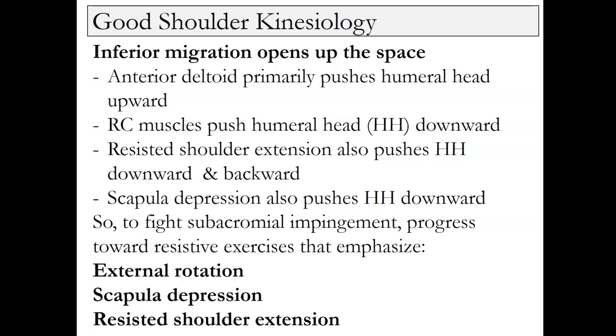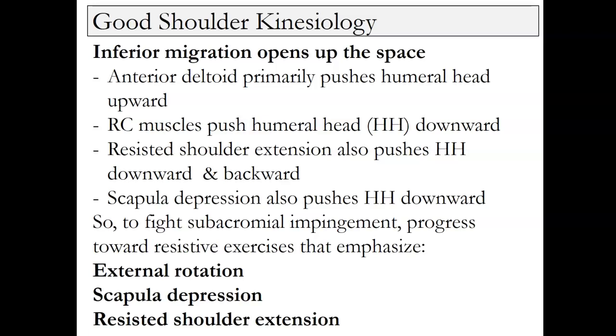The anterior deltoid primarily pushes the humeral head upward. If it's unopposed by the rotator cuff muscles, it's going to jam it up into the fossa and cause problems. The rotator cuff muscles push it down through that balance. That's why they're so important. Another one that really opens up the space, a great exercise, is shoulder extension, especially resisted shoulder extension. It pushes the humeral head down and back, just what we want.